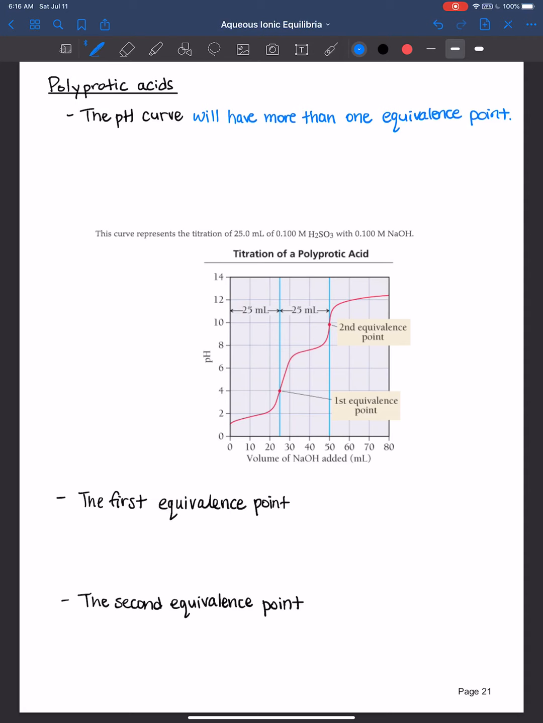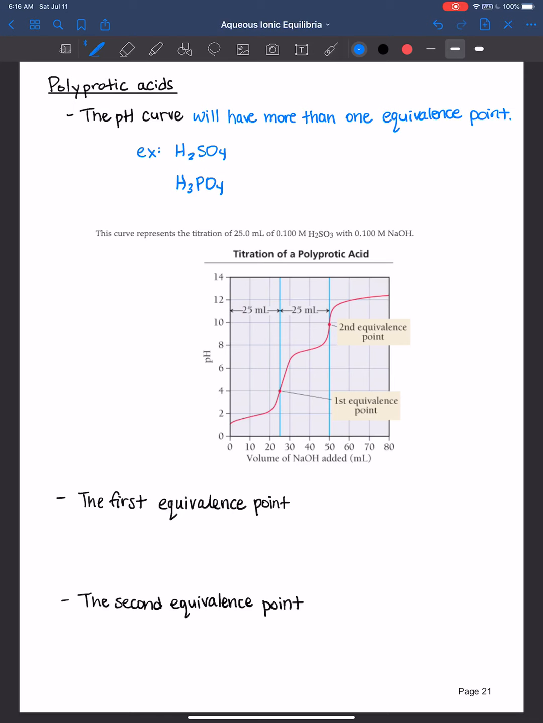Remember, the equivalence point is when the moles of what's in your beaker equals the moles of what you're adding from your burette. And so we're looking at examples of sulfuric acid and phosphoric acid. That's a triprotic acid, so you would expect to see 3 equivalence points for phosphoric acid.